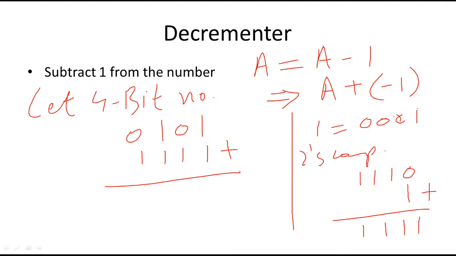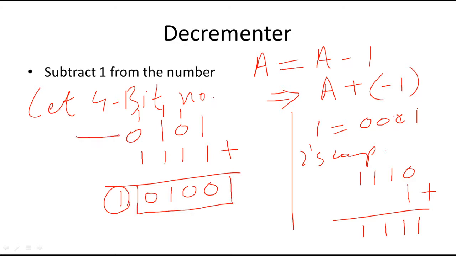For example, 1 plus 1 is equal to 0 and carry 1. Then 0 plus 1 plus the carry, which is equal to again 0 and carry 1. Then 1 plus 1 plus 1 is 1 and carry 1, and 1 plus 1 is 0, and the next is carry 1. So we are dealing with 4-bit numbers, so we just drop this carry and this is our final answer.